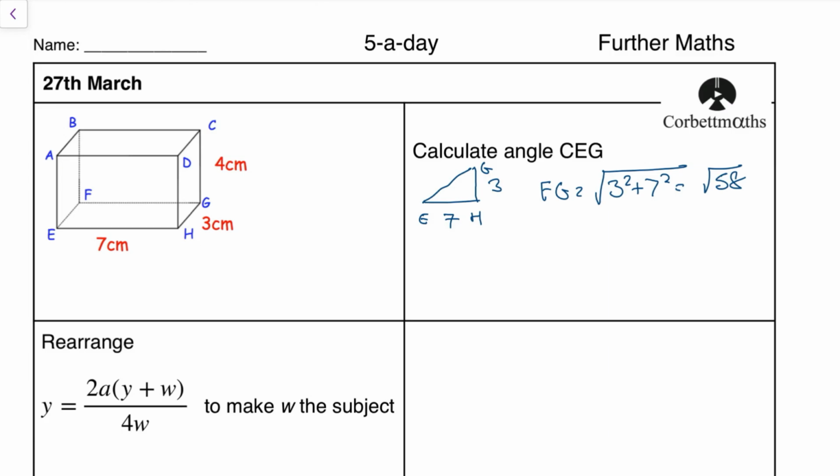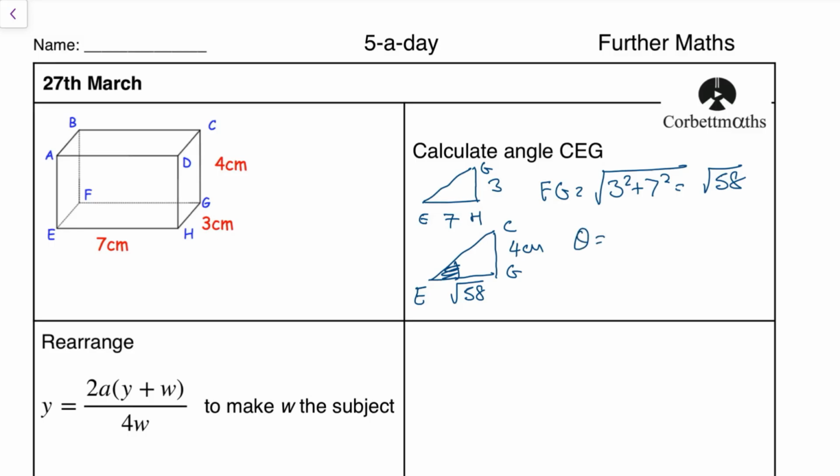Okay, now remember what I want. I want angle CEG. So now I can draw the triangle I care about. The triangle I care about has vertex C at the top, G down here. This is the angle I care about, and E is here. I need 2 sides to work out an angle using trig. I know this is 4 because I can see the height in my diagram. I've just worked out that this is the square root of 58. So that means theta, we'll call it, that's the angle I want.